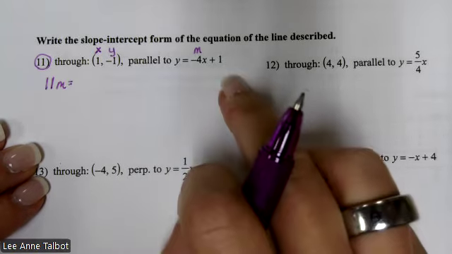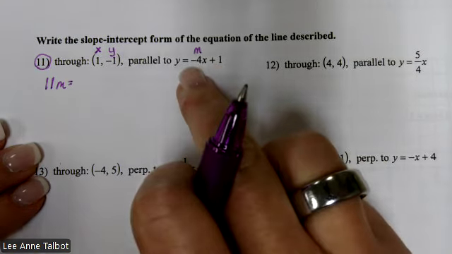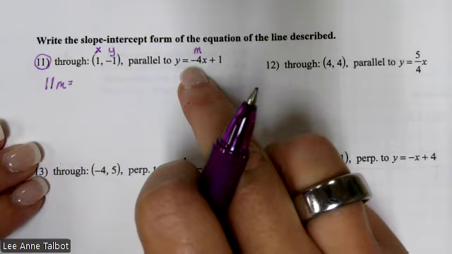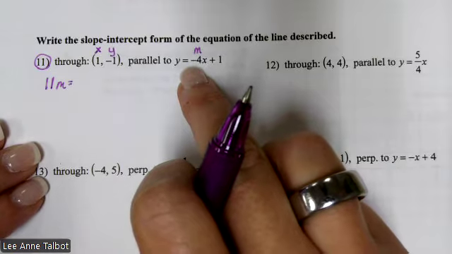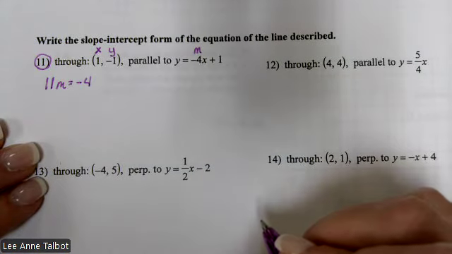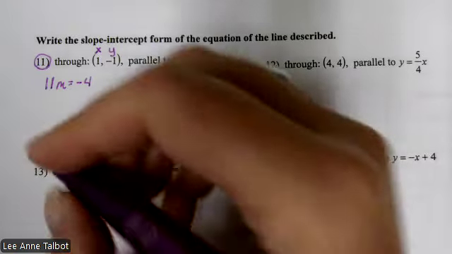Okay, what is a slope parallel to a line with a slope of -4? -4. Parallel lines have equal slopes. They just happen to be like right next to each other.